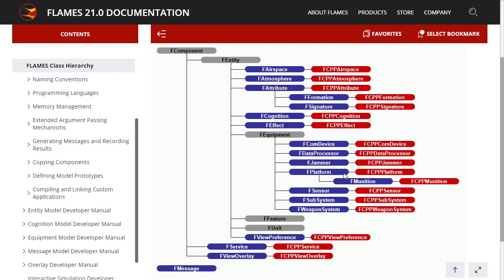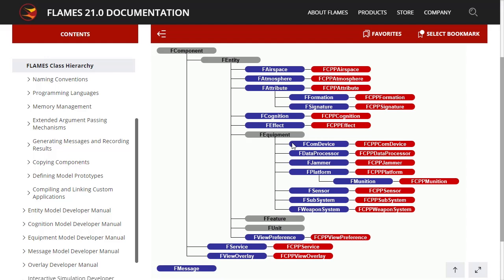So there's only one platform model, but any number of the other types of models. The majority of the models that make up the composition of a unit will be equipment models. The other type of model that's attached directly to an equipment model is a cognition model, and that models the human behavior, really the human cognition of units.